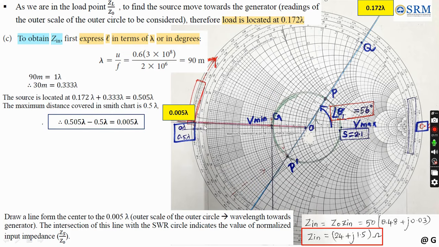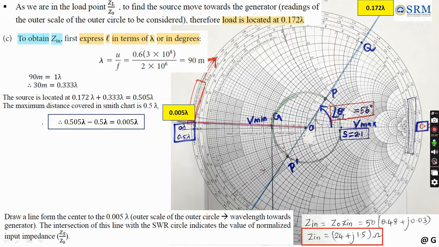If you closely observe the scale, this horizontal line is 0 lambda, and after that the first scale is given as 0.49. That is the scale for wavelength towards load. Above that, the wavelength towards generator scale is there, so it should be 0.01 lambda. Okay, and this will be 0.02. Here it will be 0.03. Here it is given 0.04 lambda above.